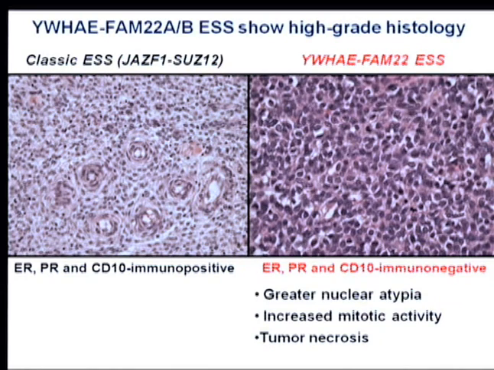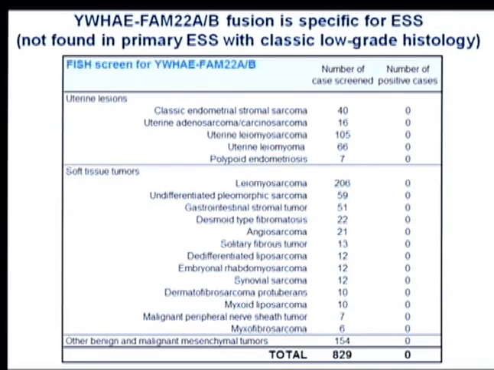Okay? The reason that we need therapies, so here's the low-grade classic ESS that I mentioned a while back. They're typically ER and PR positive. They're responsive to hormonal manipulations, whereas these high-grade uterine sarcomas are virtually always ER, PR negative. They don't respond to hormonal manipulations. They don't respond to much of anything. So we do need therapeutic leads.